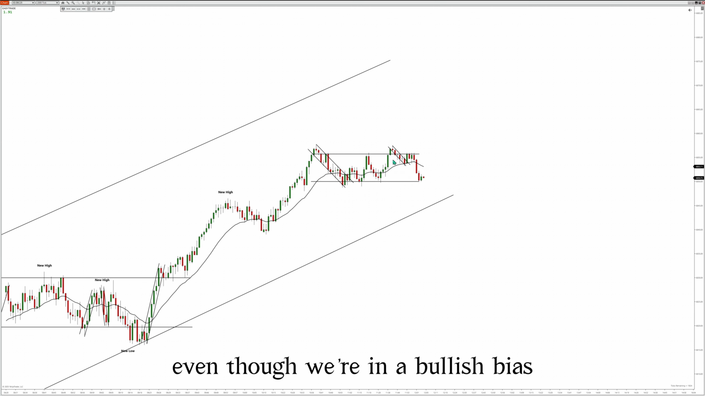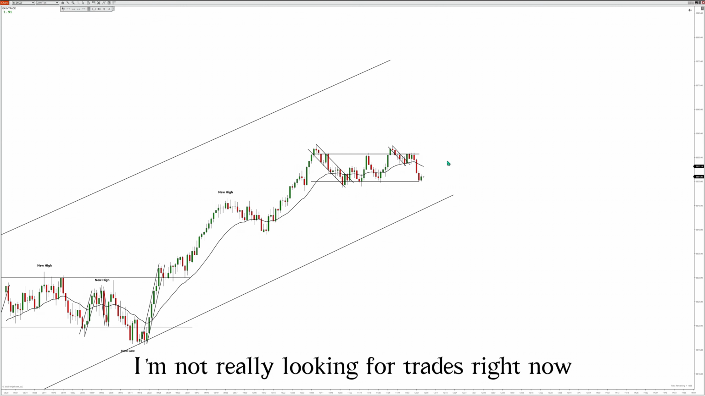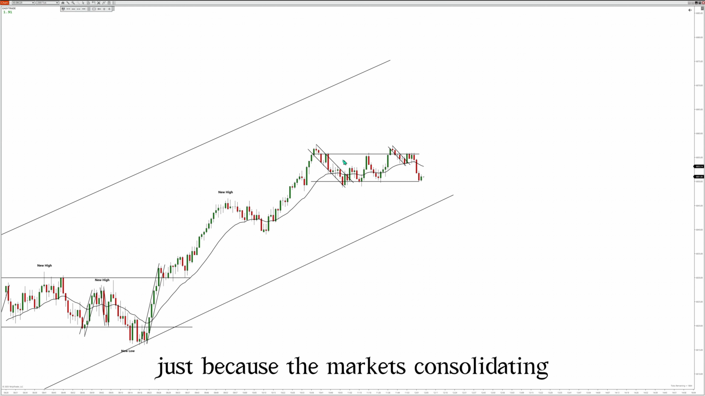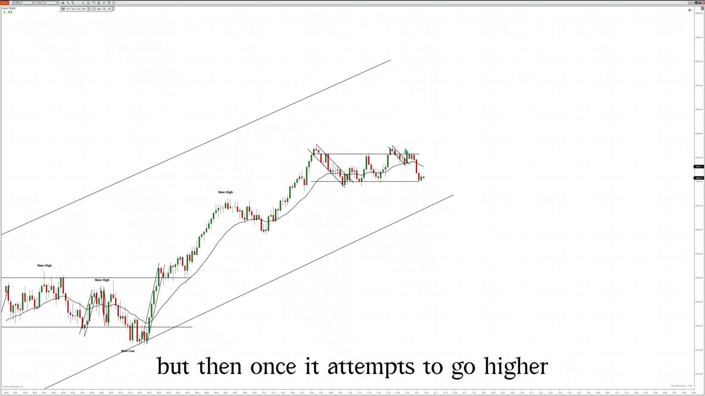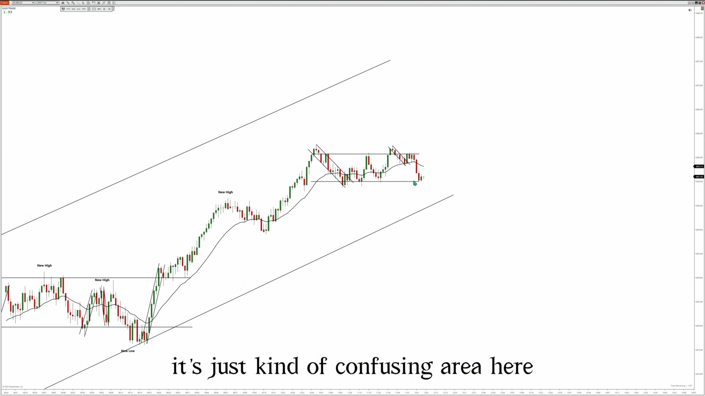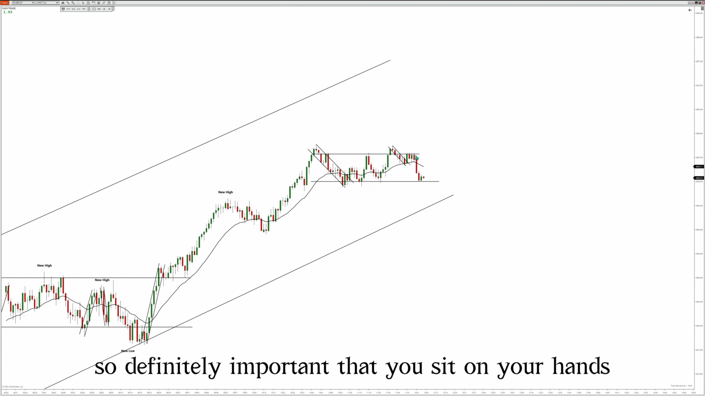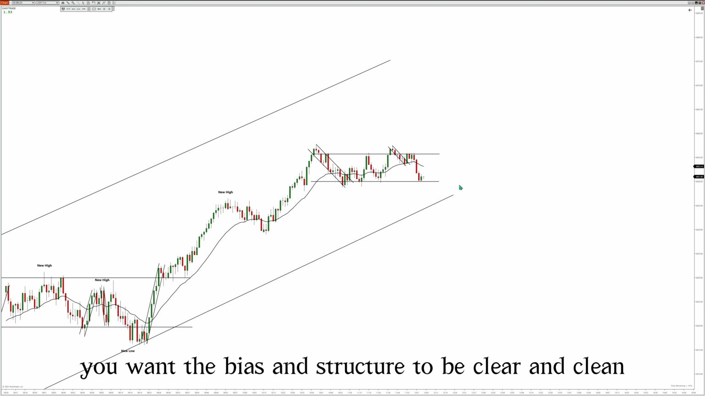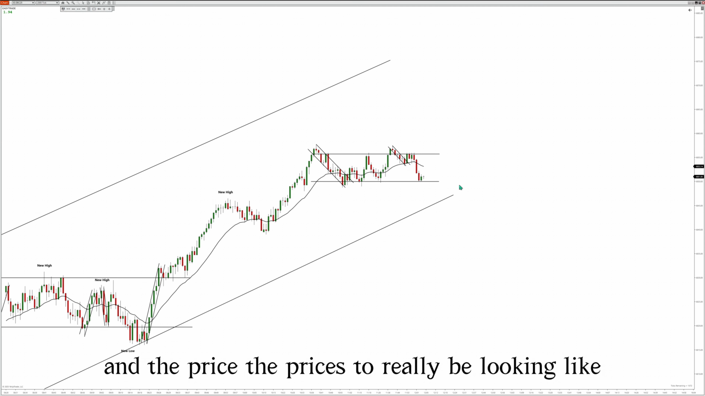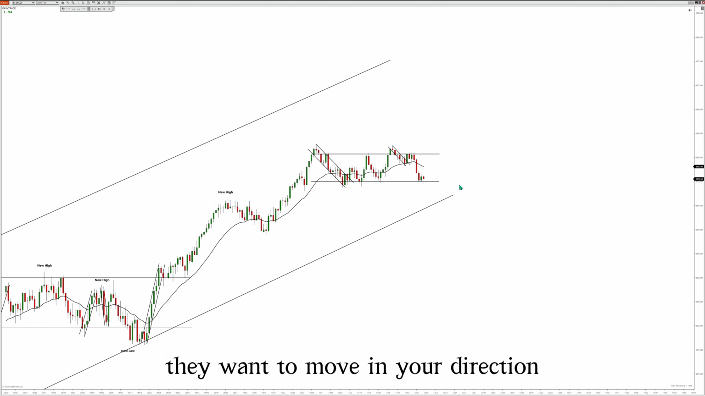Even though we're in a bullish bias, I'm not really looking for trades right now just because the market's consolidating and then acting like it wants to go higher, but then once it attempts to go higher, it doesn't really go that much higher. It's just kind of a confusing area here. So definitely important that you sit on your hands. You want the bias and structure to be clear and clean, and the prices to really be looking like they want to move in your direction for you to consider entering anything. And we just don't have that here. So I'm going to just continue waiting.